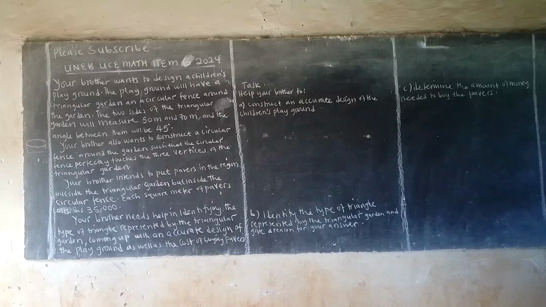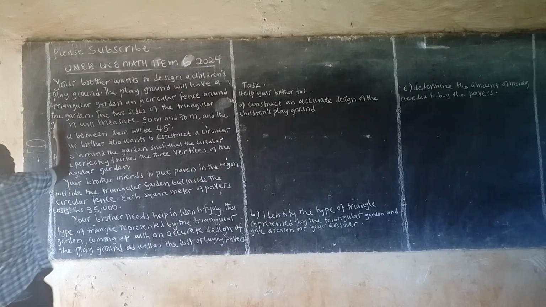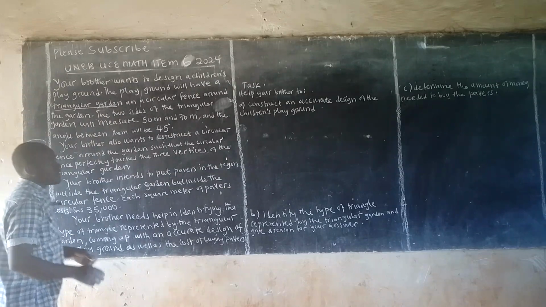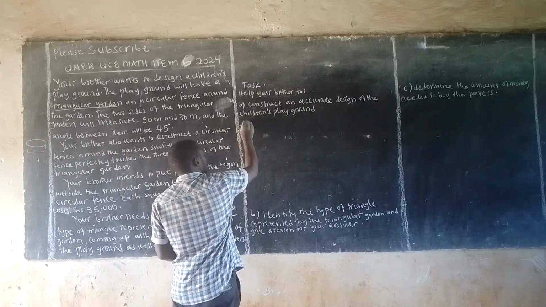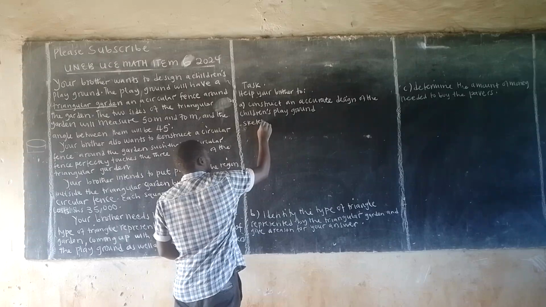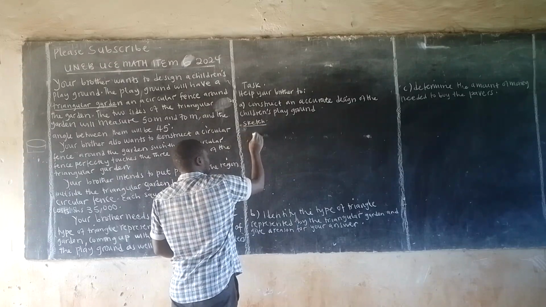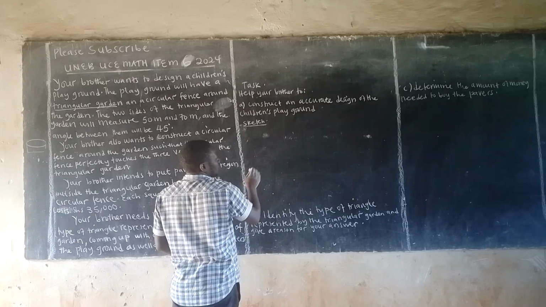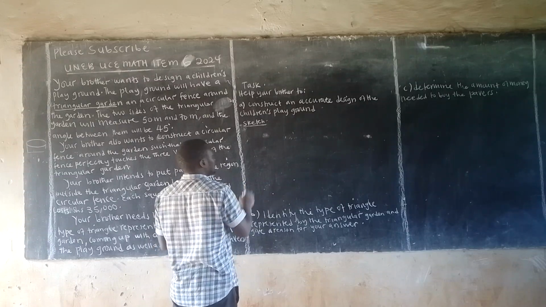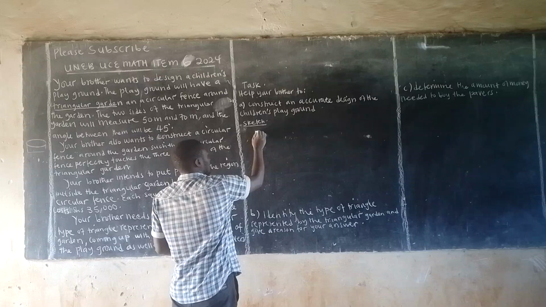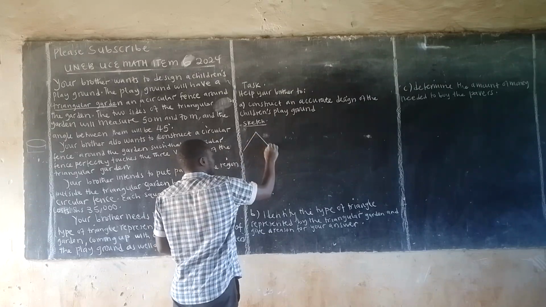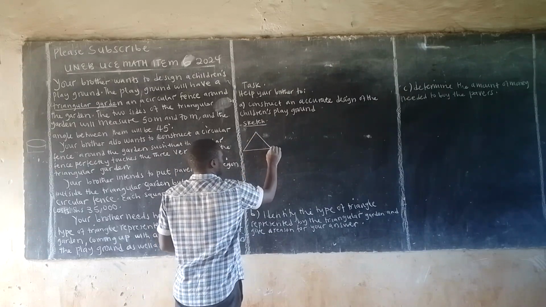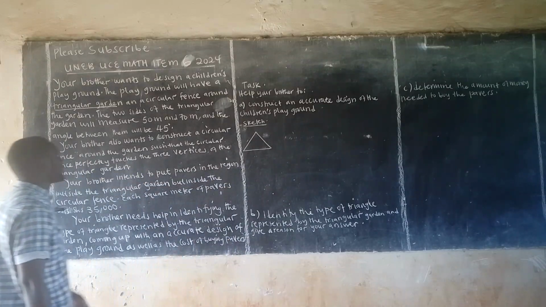All right, so we have: your brother wants to design a children's playground. The playground will have a triangular garden. So therefore, let's also start getting our sketch. I will have it as this. This is our triangular garden.